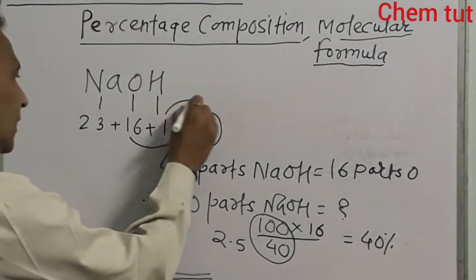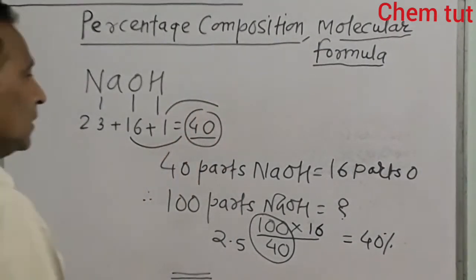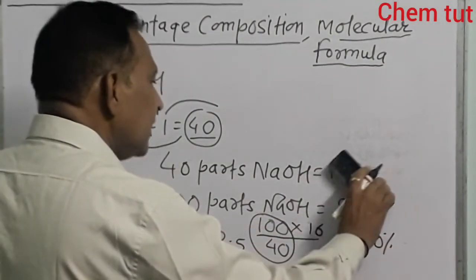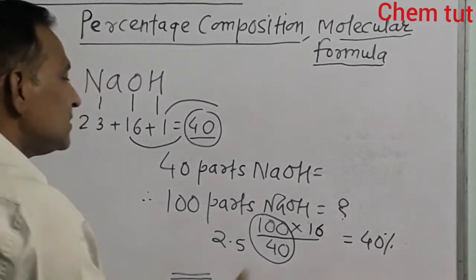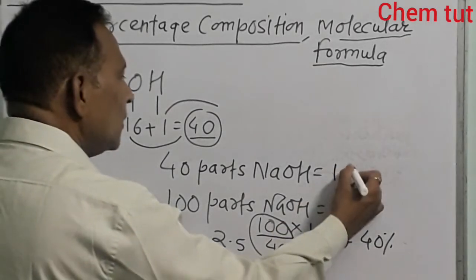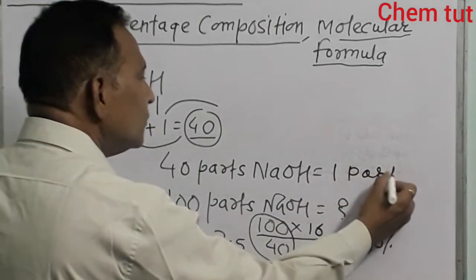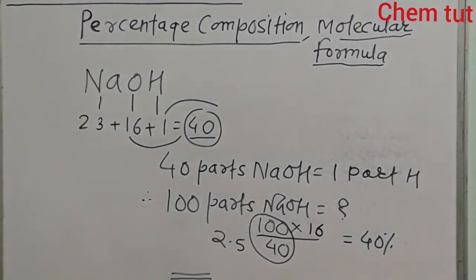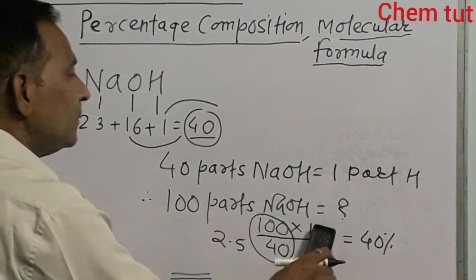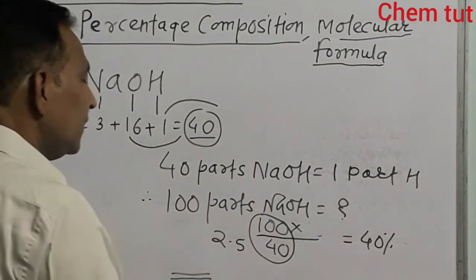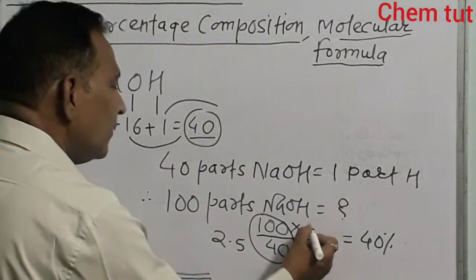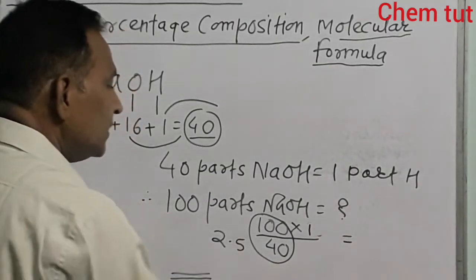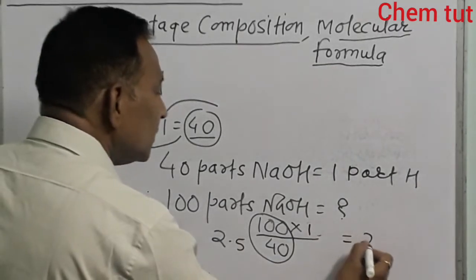And if you try to calculate the percentage of hydrogen, we write here that 40 parts sodium hydroxide corresponds to 1 part hydrogen. Therefore, 100 parts of sodium hydroxide corresponds to how many parts of hydrogen? Again, 100 multiplied by 1 divided by 40. The factor remains as it is, and therefore it is 2.5%.